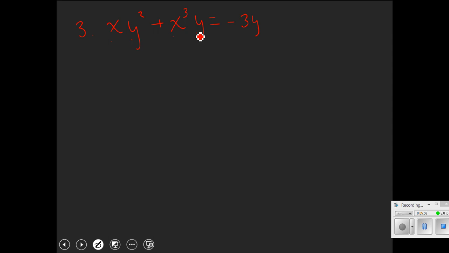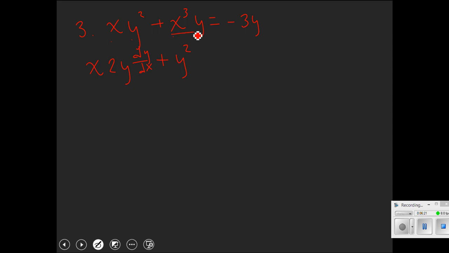So I'm going to start with the xy squared. I'm going to leave the x alone and then take the derivative of y squared, which will be 2y dy/dx, plus, now I'm going to take the derivative of x, which is 1, so I'm not going to write it, and then leave the y alone, y squared. There's no dy/dx because I didn't take the derivative of y. So that's the first part.